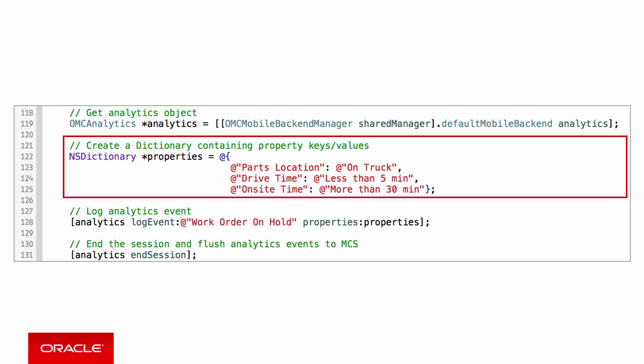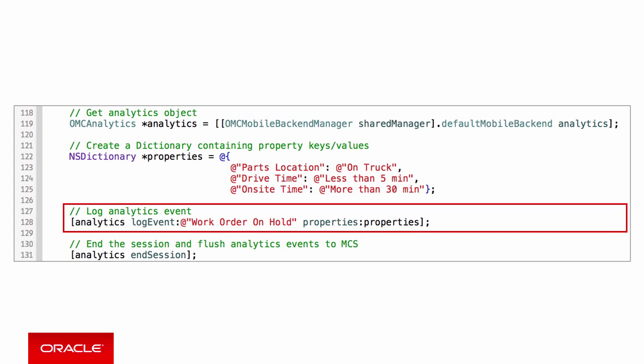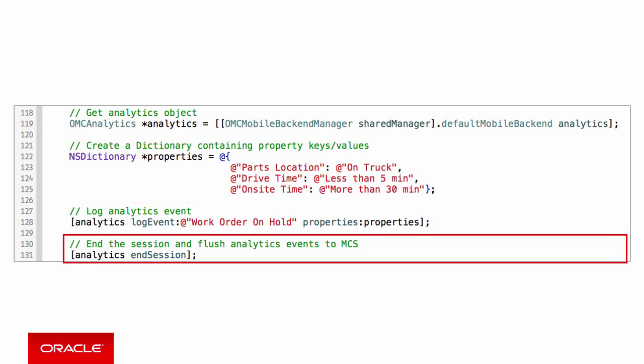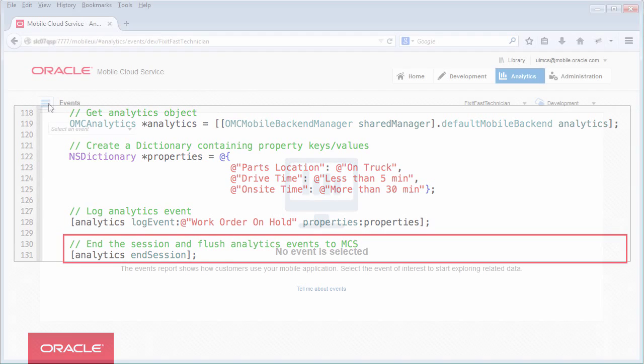Again, let's assume that the session has already been started. Next, we'll log the custom event, passing in the dictionary of properties, and call the end session method to end the session and post the event data to MCS.